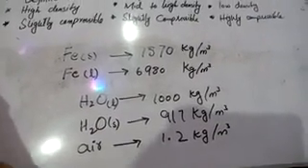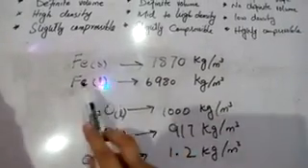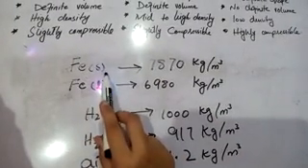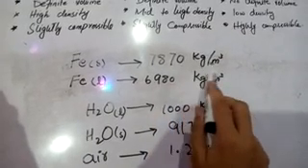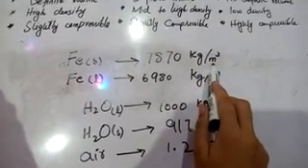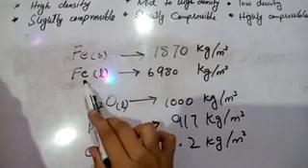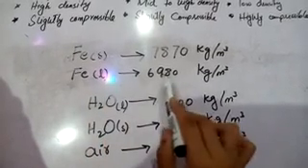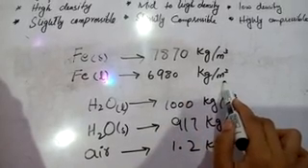So let's talk about the density of iron in solid state. It's 7,870 kilogram per meter cube. Kilogram is the unit of mass and meter cube is the unit of volume. And the density of iron in liquid state, it's 6,980 kilogram per meter cube.